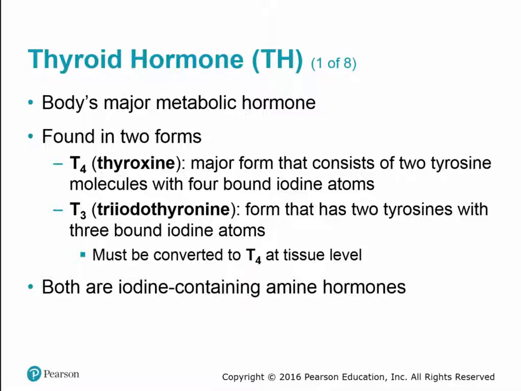Thyroid hormone is the body's major metabolic hormone. It's typically found in two forms, T4 and T3, thyroxine and triiodothyronine. So the only difference between these two is the number of iodine atoms bonded to the tyrosine molecule. So T4 would have 4 iodine atoms, T3 only has 3 iodine atoms. But they both have similar function in that they're going to help regulate and maintain the body's metabolism.